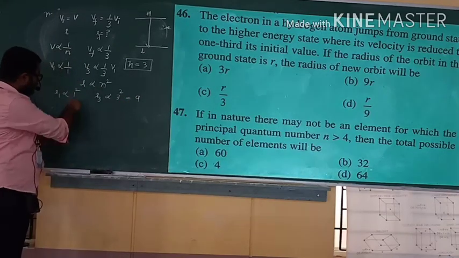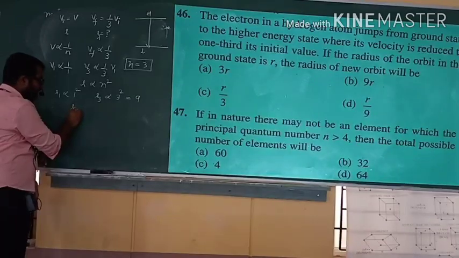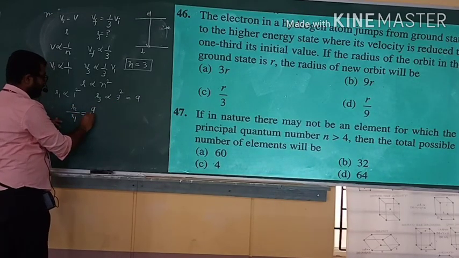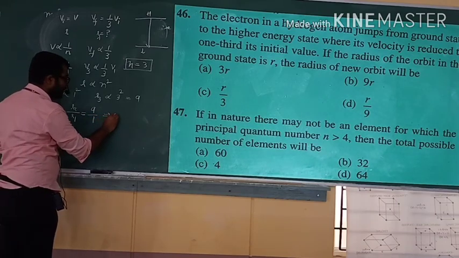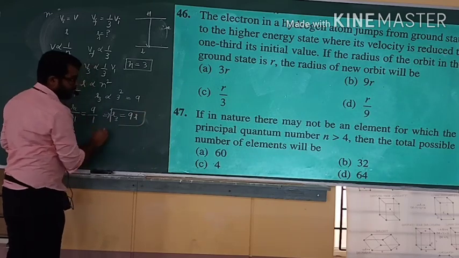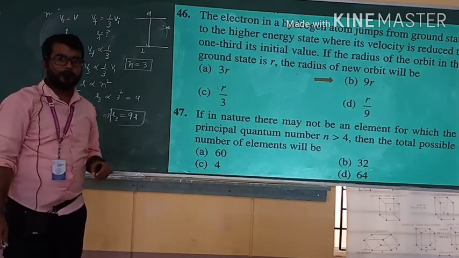3 square is 9. Take the ratio of the two, that is r3 divided by r1 is equal to 9 divided by 1. This implies r3 is equal to 9 into r. So the option will be 9 into r.